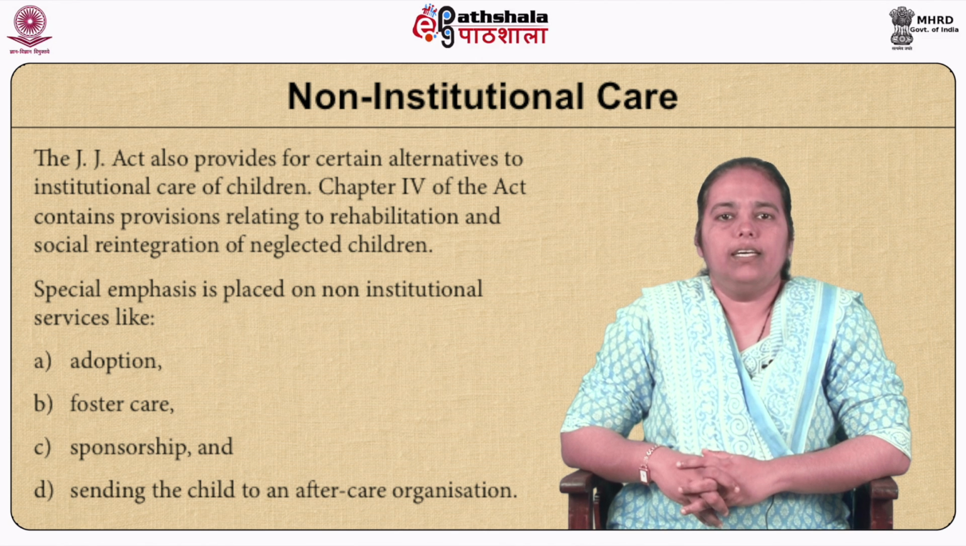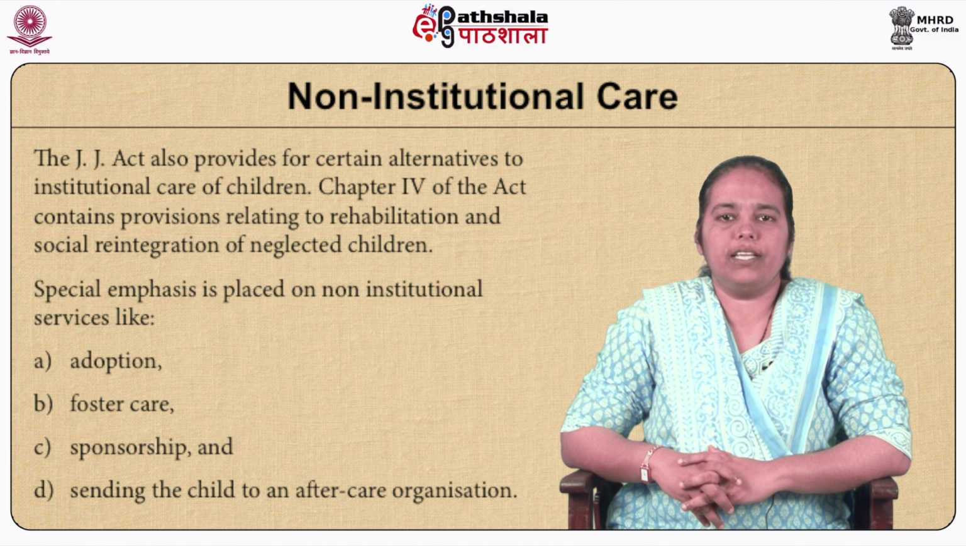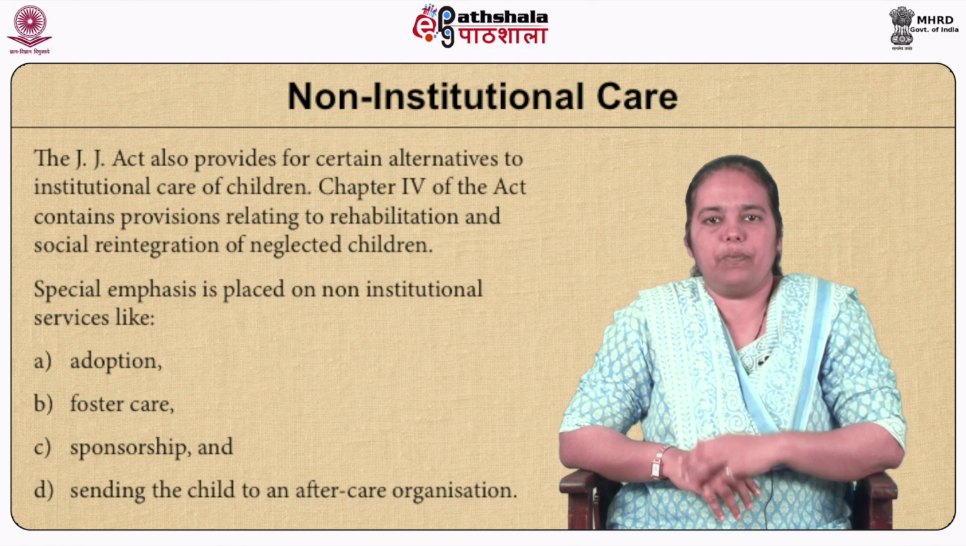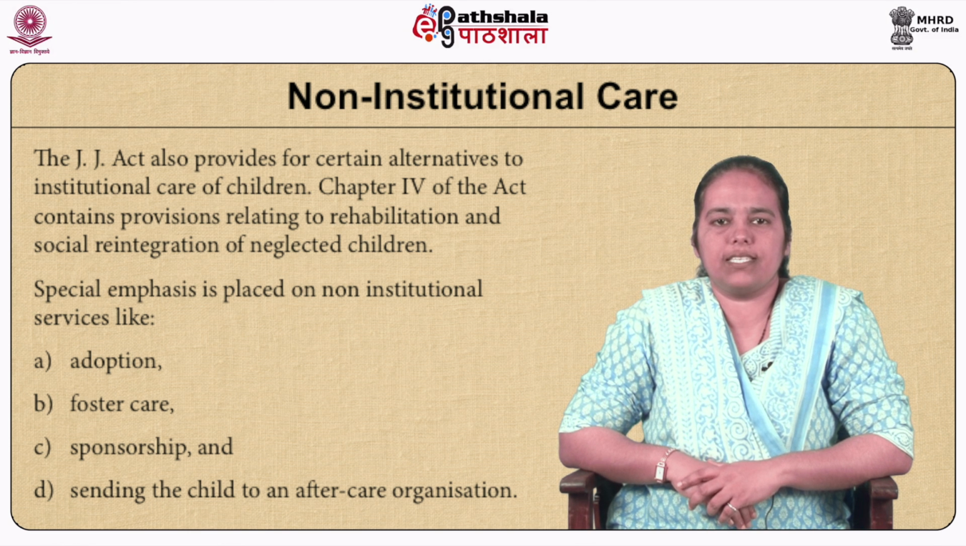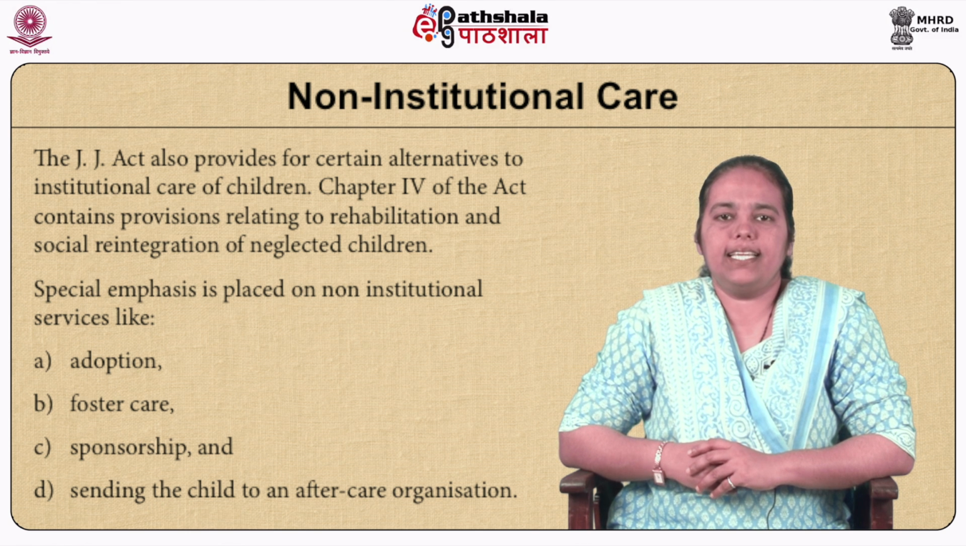Non-institutional care. The J.J. Act states that repatriation and restoration are the prime objectives of any children's home. The Act also provides for certain alternatives to institutional care of children. Chapter 4 of the Act contains provisions relating to rehabilitation and social reintegration of neglected children. Special emphasis is placed on non-institutional services like adoption, foster care, sponsorship and sending the child to an aftercare organization.